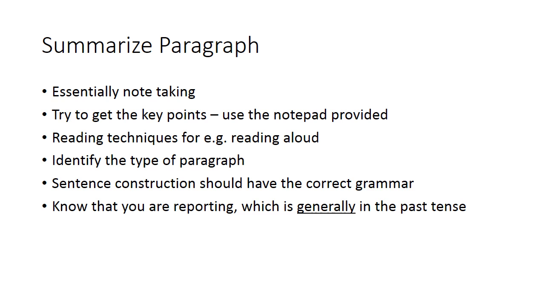So you can use different kind of reading techniques, like reading aloud. It's one of them. We can talk about more in the next videos, and that will help you to get the key points. And you need to identify the type of paragraph, whether it's an argument, whether it's an explanation. Explanation will be telling you what the stuff is and how it is made, or when was it built, or how has it progressed. And argument will basically give you a reason and why we should support that argument.